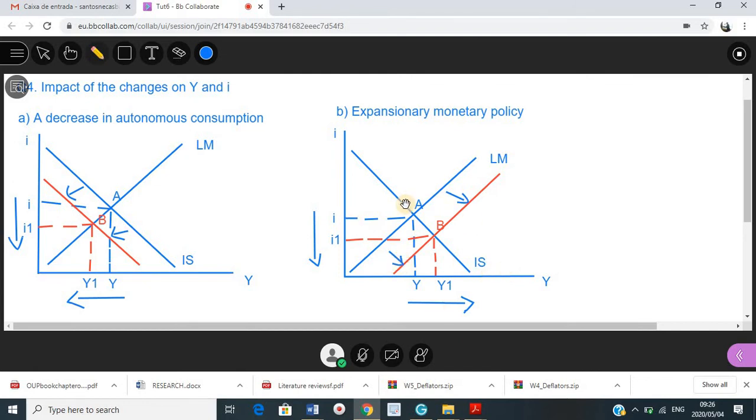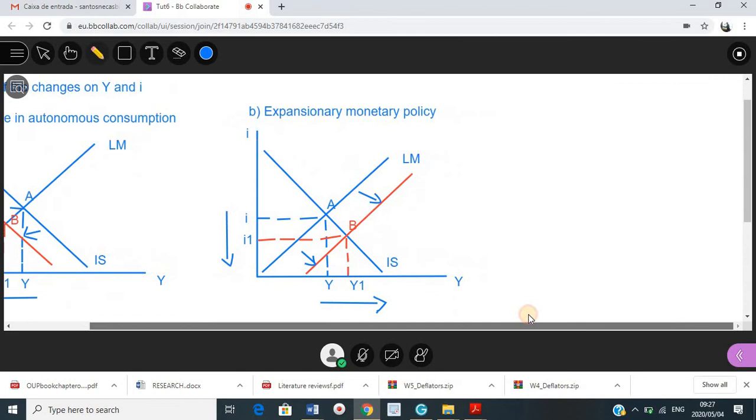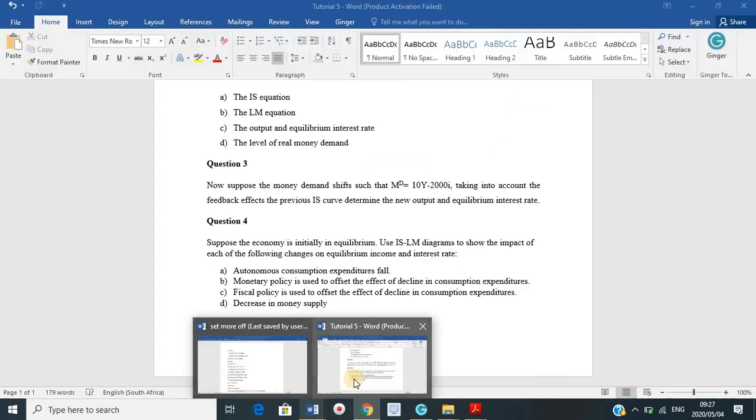Good. So this is what basically happens if we have some sort of an expansion monetary policy to offset the decline or this decrease in consumption. All right. Okay. So let's move on and see what does C ask us to do.